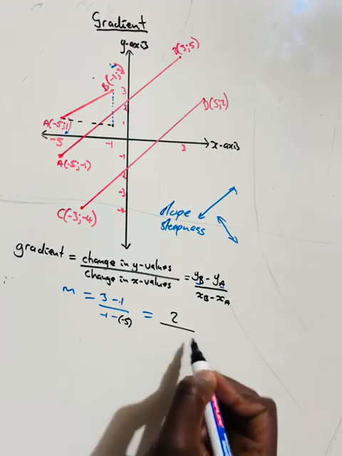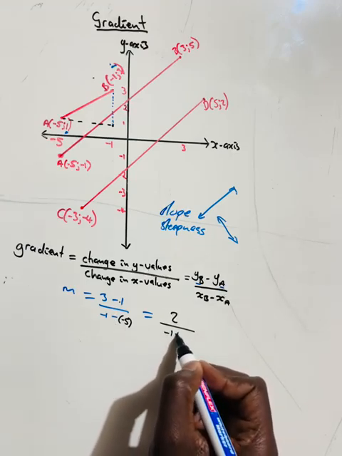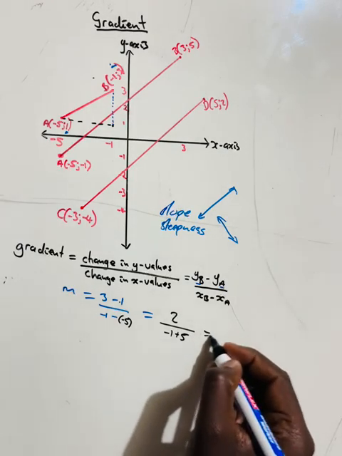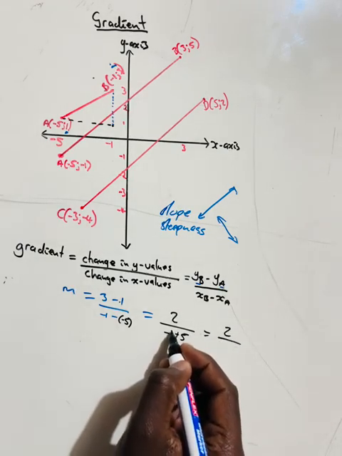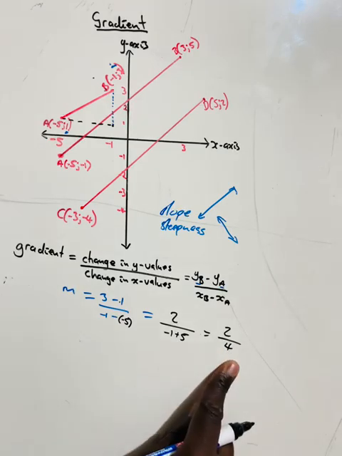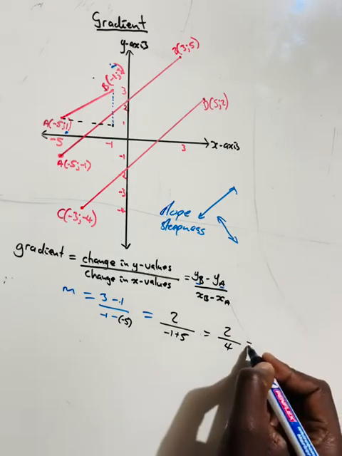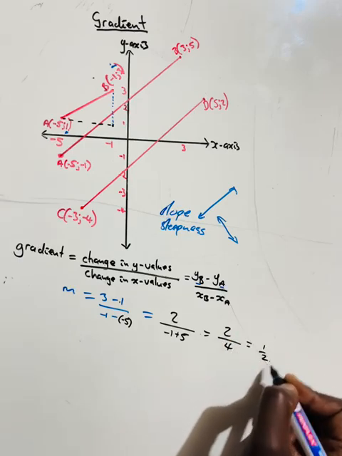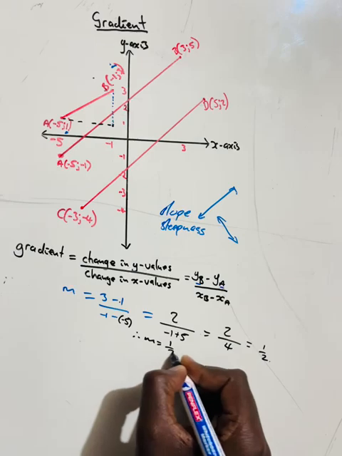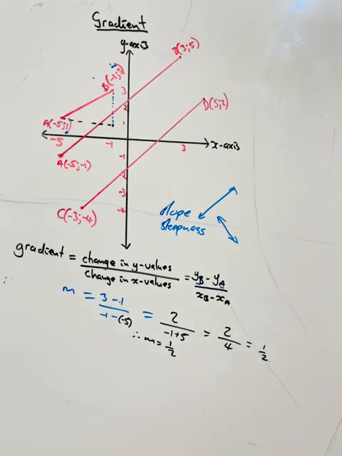Negative times negative, that's a positive. So we've got -1 plus 5, which is equal to what? Now we say 2 over -1 plus 5. If you punch your calculator, it will give you 4. Now we've got 2 over 4. And if we simplify it, it now gives us what? 1 over 2. So therefore, we can conclude that our gradient is equal to 1 over 2. That's how you get your gradient.